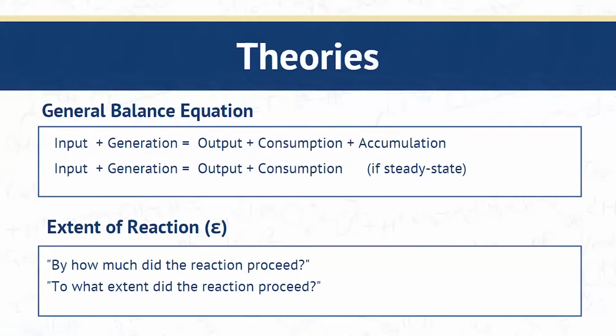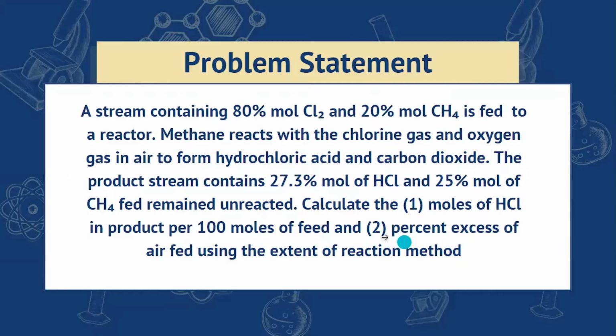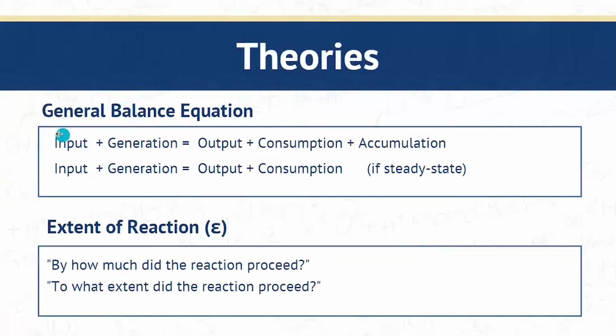All right, so it's evident in the problem that we'll be using the extent of reaction, but let us recall first the general balance equation. In the general balance equation, whatever we input and whatever we generate should be equal to the output plus the consumption plus the accumulation in the system. If the process is in steady state, there will be no accumulation. So the input and generation would be equal to the output and consumption.